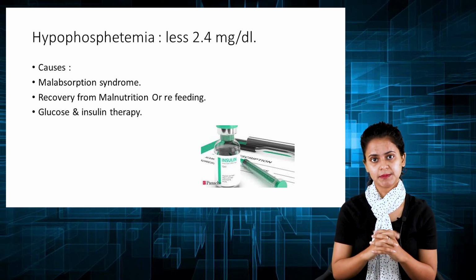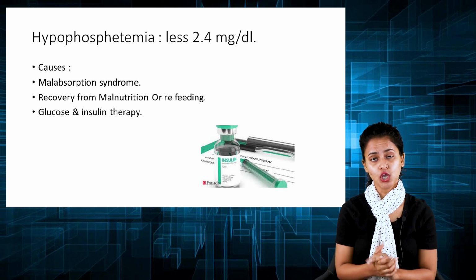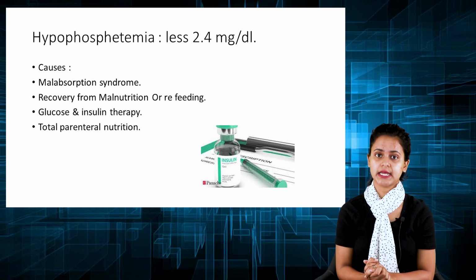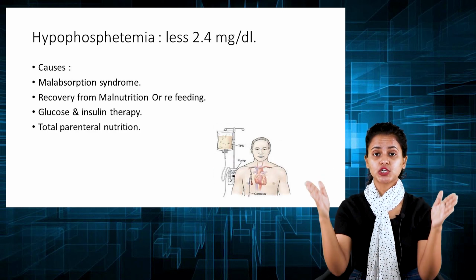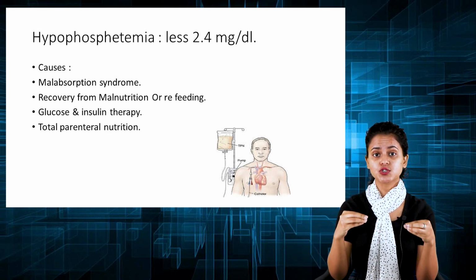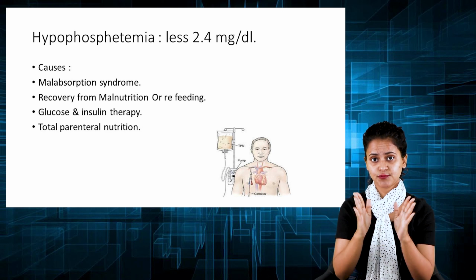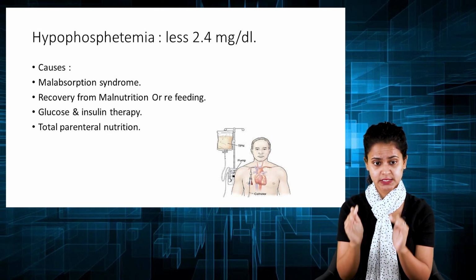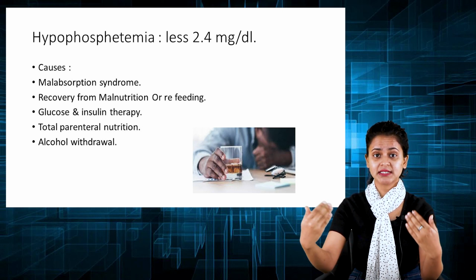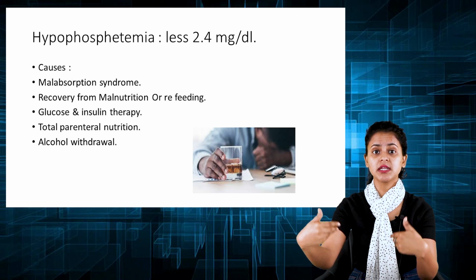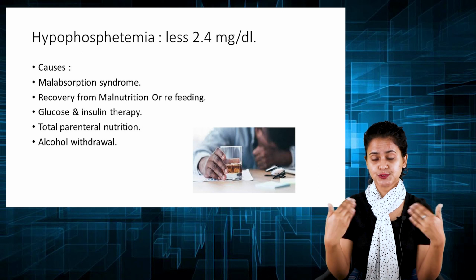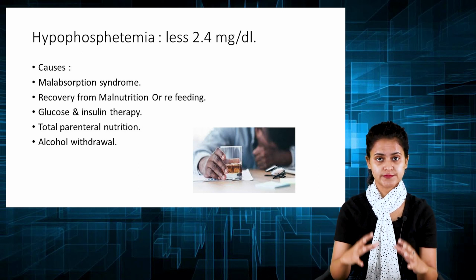Insulin therapy also plays an important role, increasing the risk of the development of hypophosphatemia for a client. A client who is on total parenteral nutrition for a prolonged time also will have an increased risk for the development of hypophosphatemia. Alcohol withdrawal, the phase where the client is suffering from alcohol withdrawal syndrome, often comes with clinical manifestations associated with hypophosphatemia.